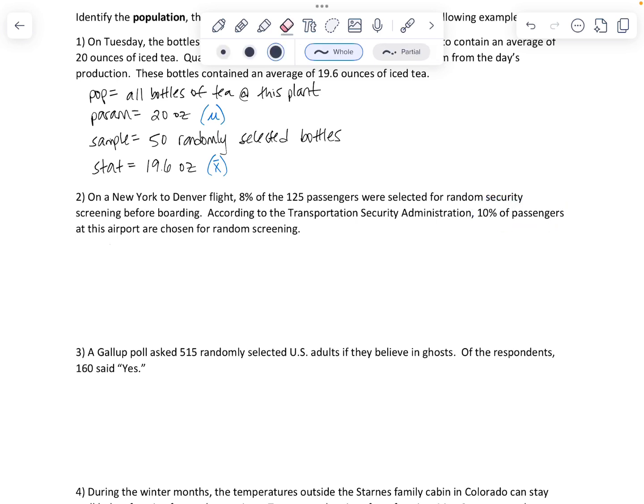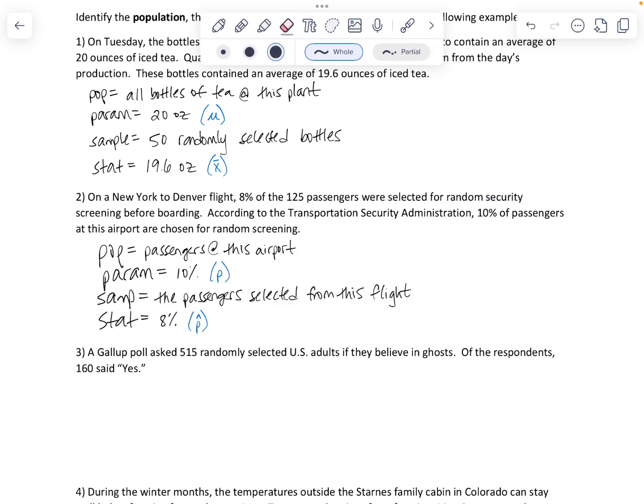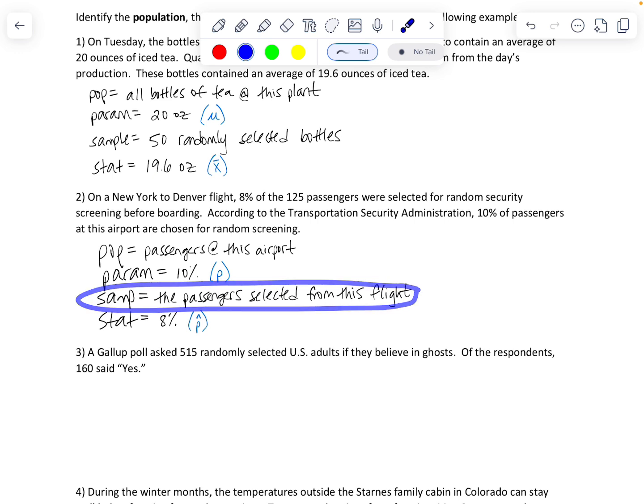Let's talk about sample, statistic, parameter, population. The population is everyone at this airport. We're talking about a specific New York to Denver flight, but TSA claims something about everyone at the airport. That's the population. And they claim that 10% of the population at the airport are selected. That is a P. The sample is the passengers selected just from this flight. That's who we're looking at to gather our data. And the statistic is the 8%.